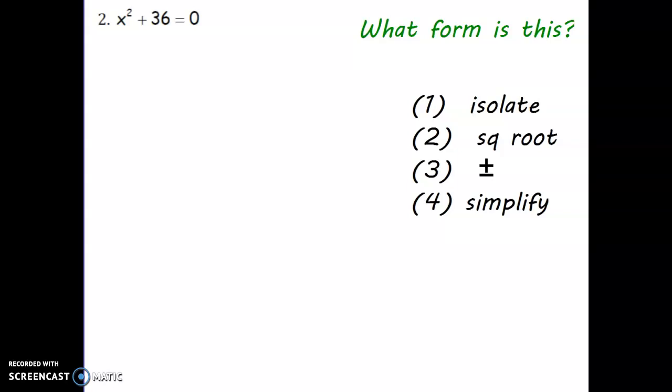X squared plus 36 equals 0. Okay, so analyze what we have here. What form is this one written in? Well, this one's written in standard form. When we have standard form, you want to check and see if the b value is equal to 0. If you look at this one, a is going to be equal to 1, the understood 1 that's right here. C is going to be 36, but there's no x to the first term, so b is 0. Okay, so we have what we need to be able to solve this by square roots.